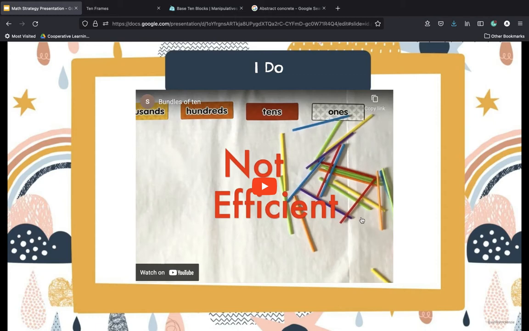We also have another video that's only 56 seconds that we use to demonstrate using straws to count in the ones, tens, and hundreds, creating bundles. You can use straws, marbles, pennies, anything to create ones, tens, and hundreds.